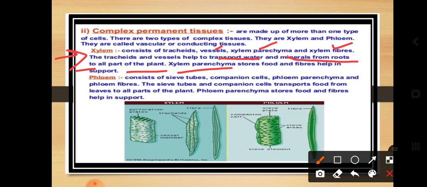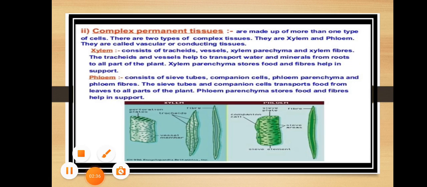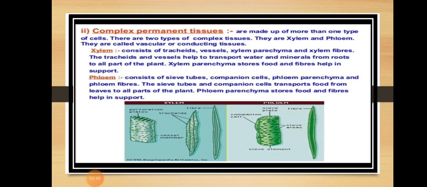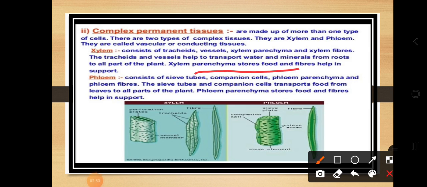And xylem parenchyma. Okay, so another two things: the xylem parenchyma stores food and the fibers help in support. Dear students, you know that the plant stores its food in the root part. So, which type of tissues help to store the food? That is the xylem parenchyma and the fibers. Okay, xylem parenchyma stores food and fibers help in support. So, this is the function of xylem.